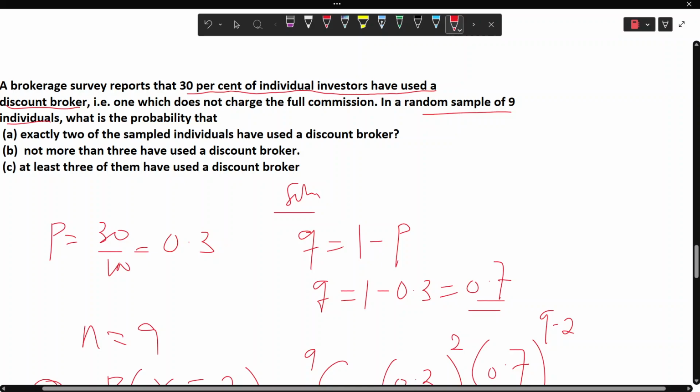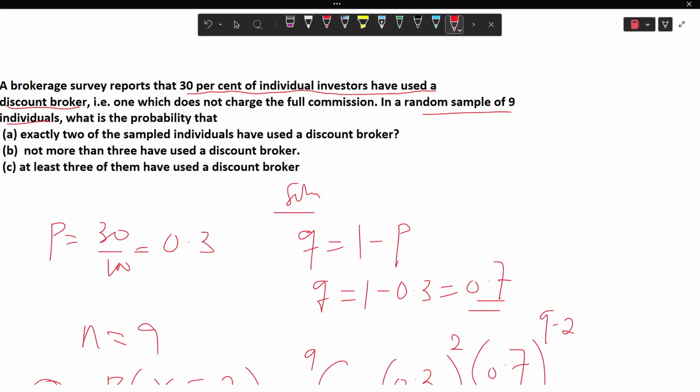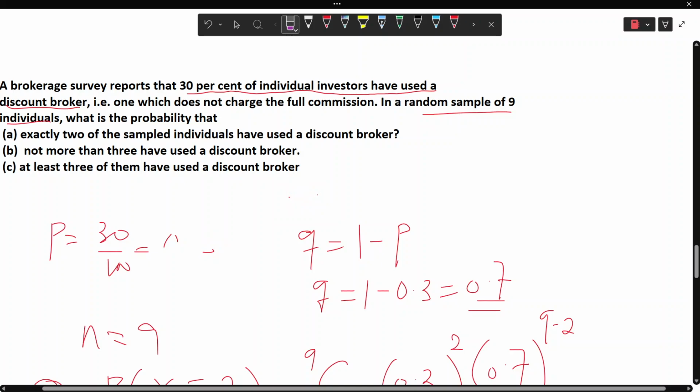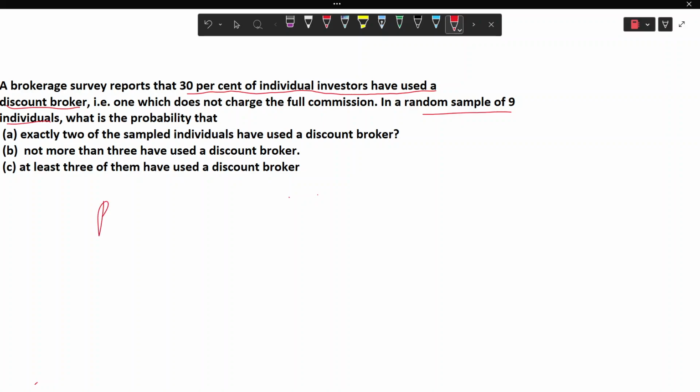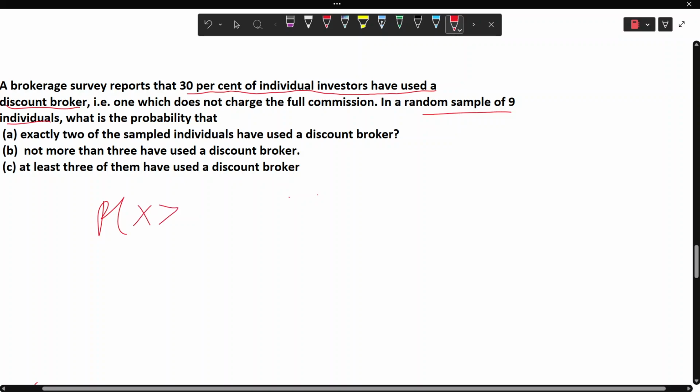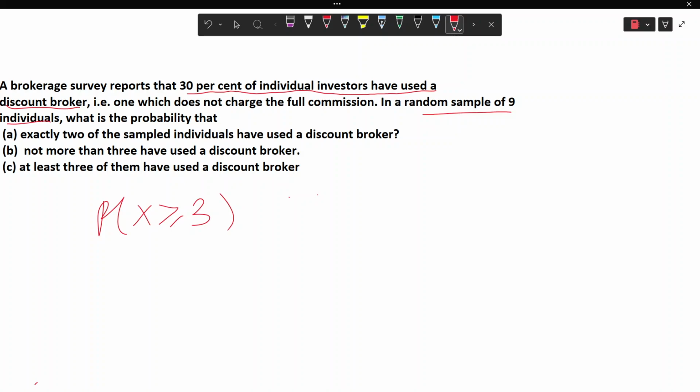Find what is the probability that at least 3 of them have used a discount broker. Now we have our first number of trials to be 9. And here you have to find the probability that at least 3 of them are going to use a discount broker. And you know that you have 9. So if at least means that is 3, probability of 4, in that order up to probability of 9.